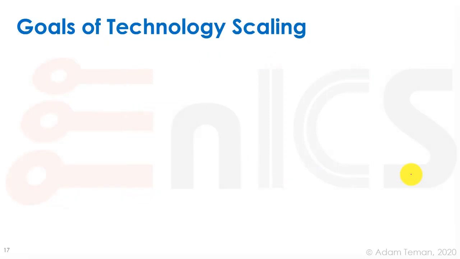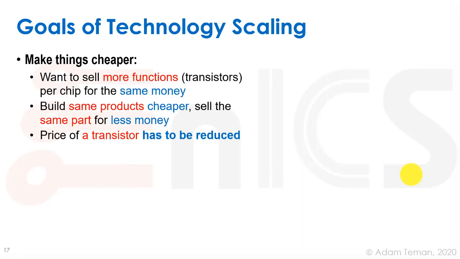Okay, so why are we doing this? We need goals for technology scaling. What we want to do, again, is to make things cheaper. There are different ways to look at this, but we want to sell more functions, and functions are basically transistors, more functions on a chip for the same amount of money. If we can do that, we're making things cheaper, right? We want to build the same products cheaper. Your 42-inch TV that you bought 10 years ago versus the price now, it's much, much cheaper nowadays. So we want to build the same products cheaper and therefore sell the same part for less money. The price of the transistor has to be reduced.